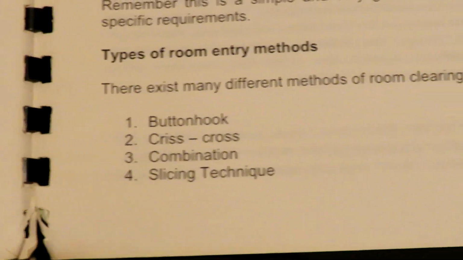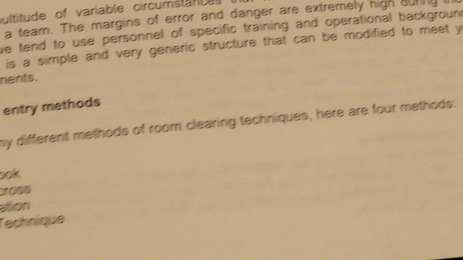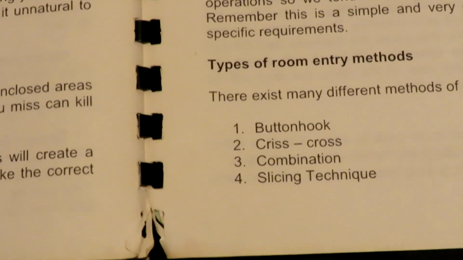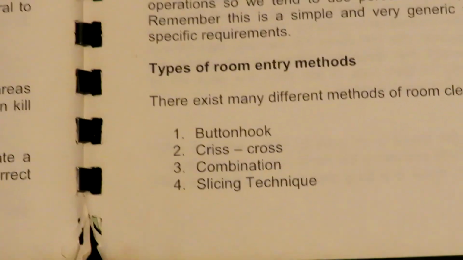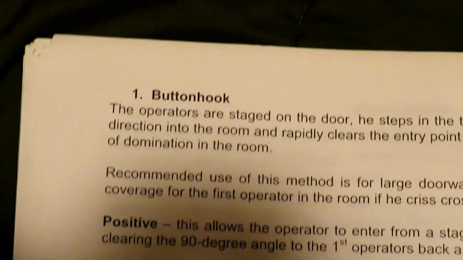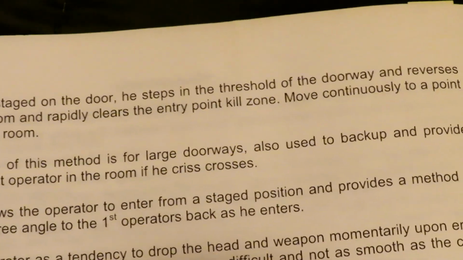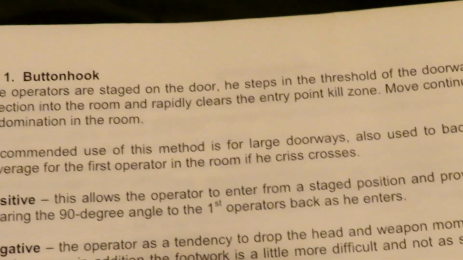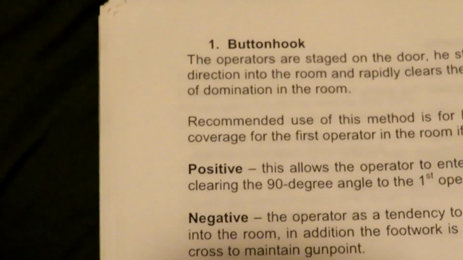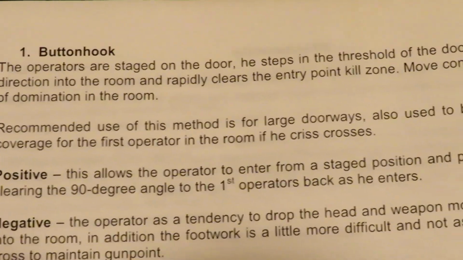Types of room entry methods. There exist many different methods of room clearing techniques, but here are four: the button hook, the crisscross, the combination, and the slicing techniques. Button hook. The operators are staged at the door. He steps into the threshold of the doorway and reverses direction into the room and rapidly clears the entry point kill zone.